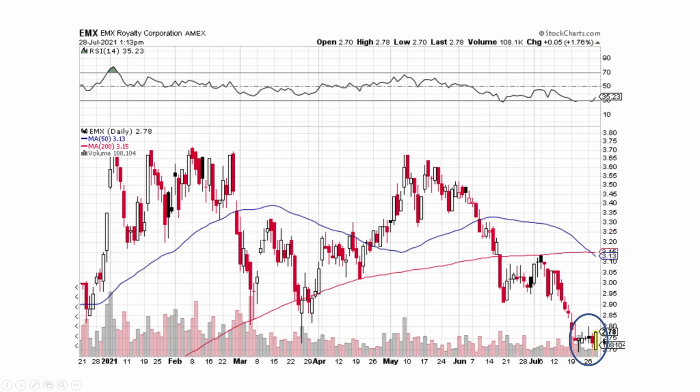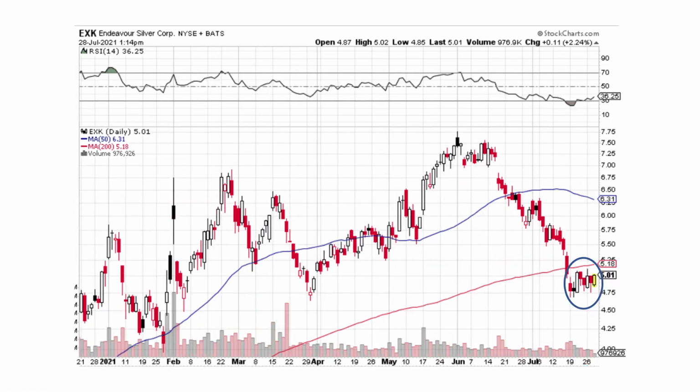EMX, again, putting in a bullish engulfing. I am a buyer of EMX Royalty. I bought on, I think, this day here, and I'm going to continue to buy it after seeing this bullish engulfing. EXK, bullish engulfing. So we have a bullish engulfing pattern here, here, and here. There's 3 in a row. The buyers are stepping in, and they're going to push this higher, I think.